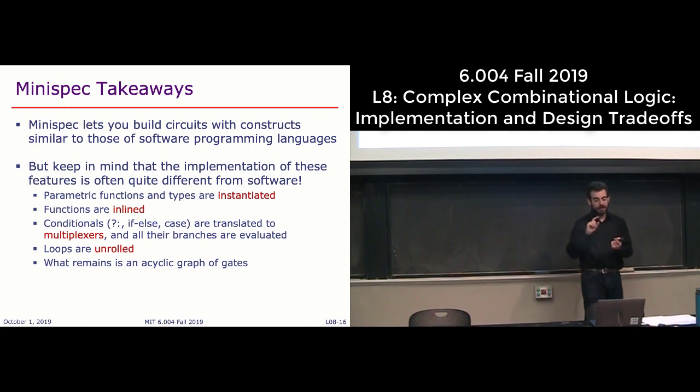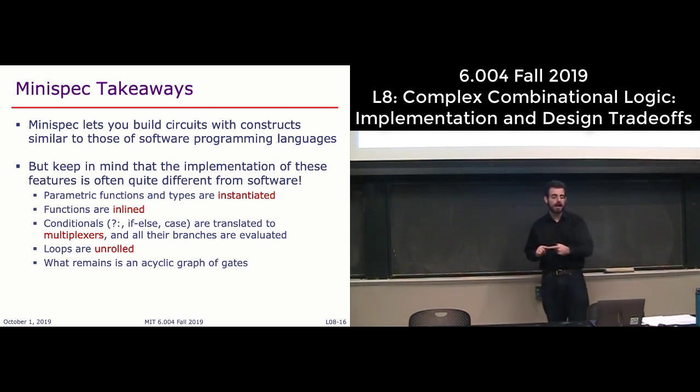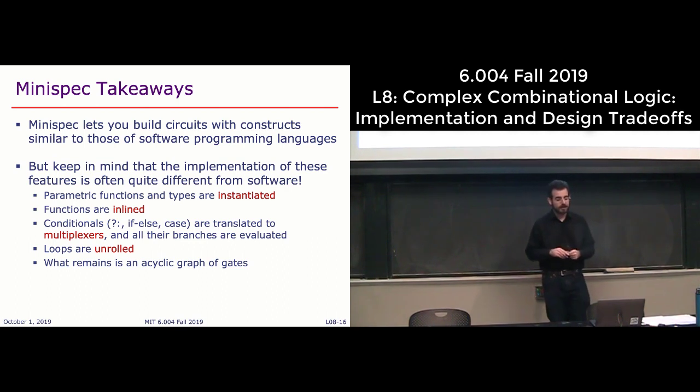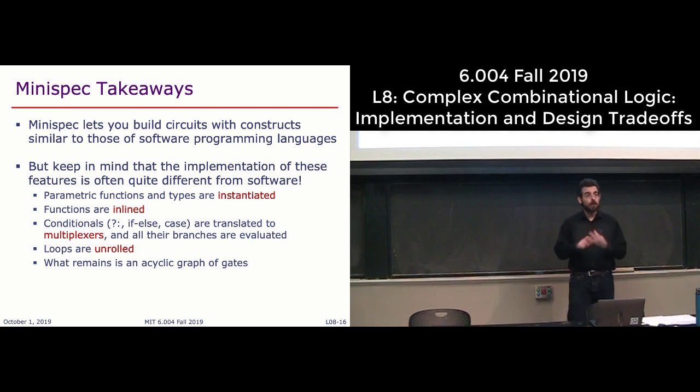So remember, parametric functions are typed and types are instantiated, and this is in fact the only thing that's quite similar to what happens in a software compiler for a programming language that has generics. Everything else is quite different. Functions are inline. There's no calling convention. You're not calling some other part of the code. You're just plopping the entire implementation of the circuit inside your circuit. Conditionals are translated to multiplexers, and you evaluate all branches. For loops are unrolled, and then what remains is just an acyclic graph of gates, which is something that you can implement with combinational logic.